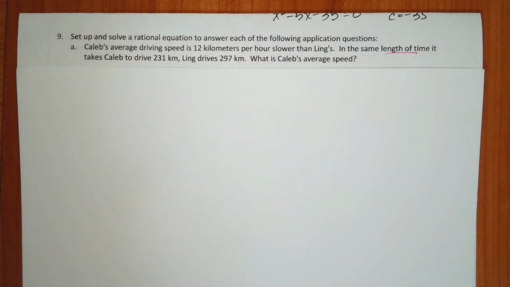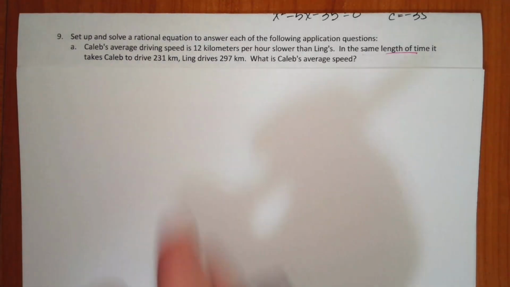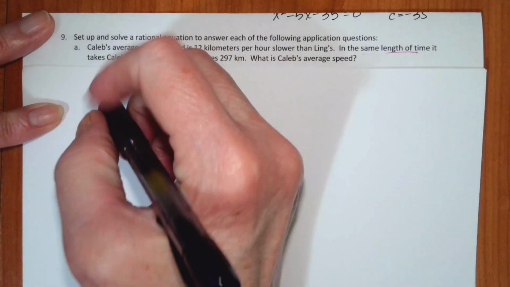I have to solve a rational equation to answer each of these applications. Caleb's average driving speed is 12 kilometers per hour slower than Ling's. In the same length of time it takes Caleb to drive 231 kilometers, Ling drives 297. What is Caleb's average speed? Okay, well, clearly this is a uniform motion problem.